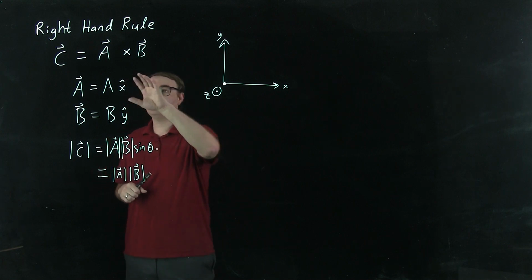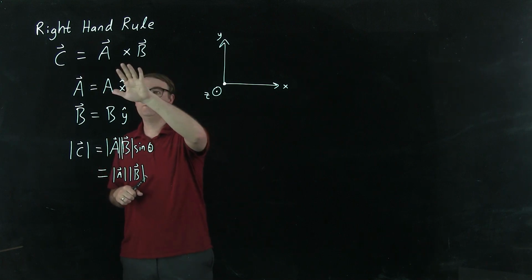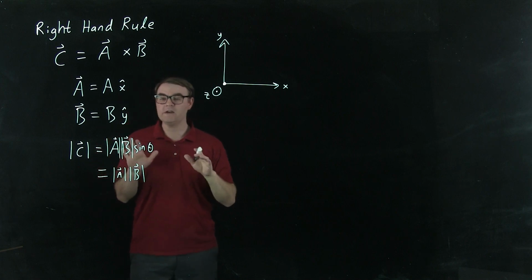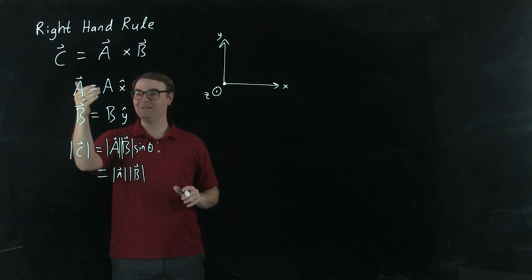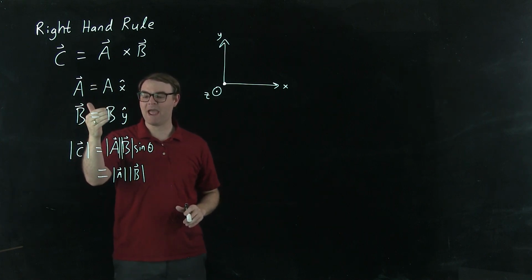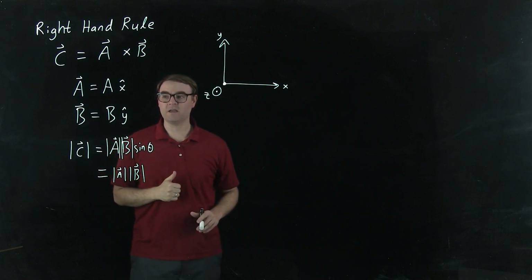So we're trying to figure out how to find the cross product between A and B. We already know how to find the magnitude. We simply take the magnitude of A times the magnitude of B times the sine of the angle between them.